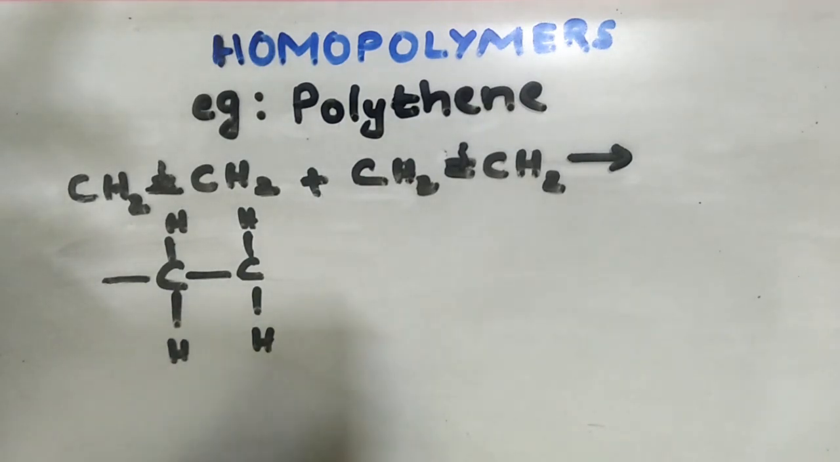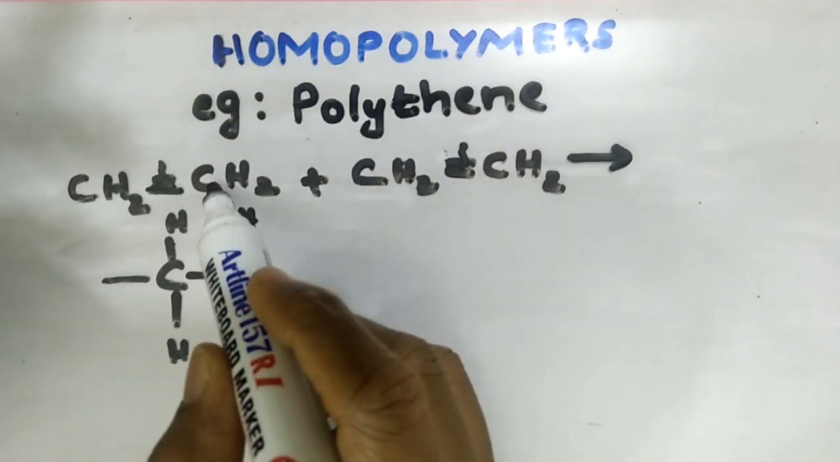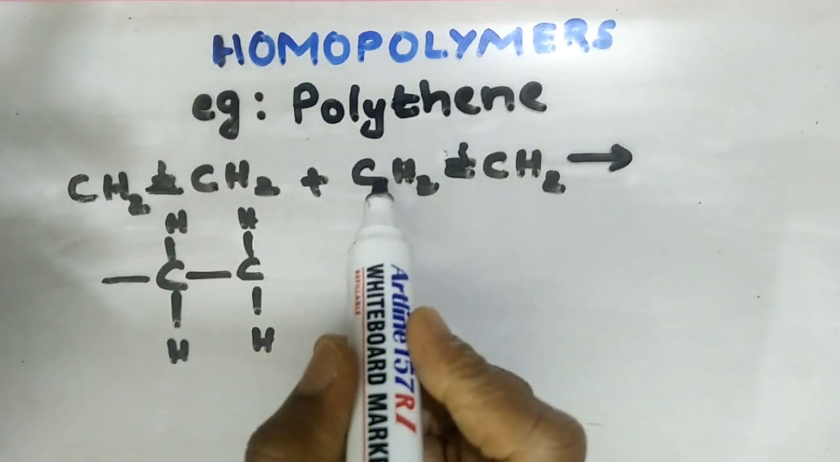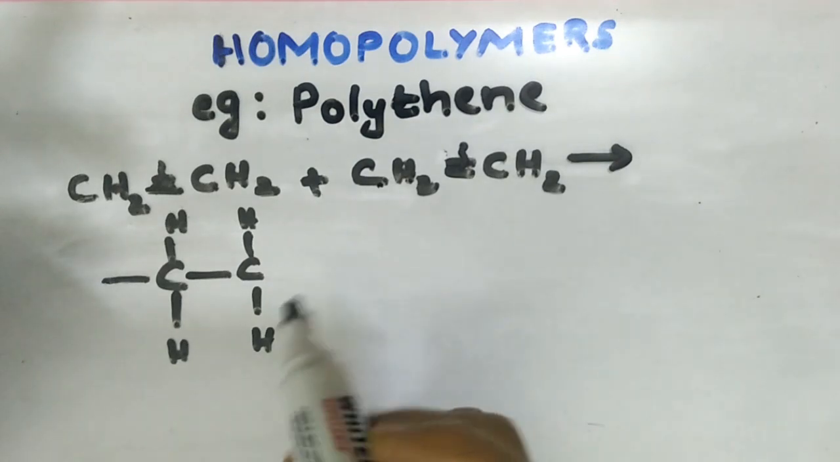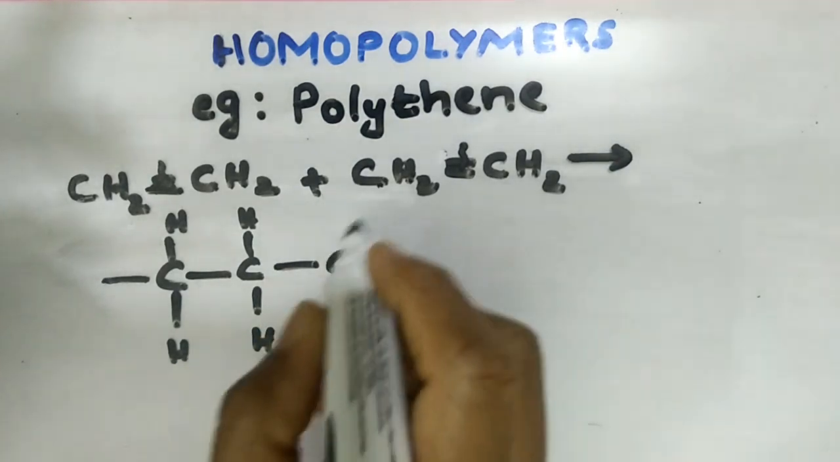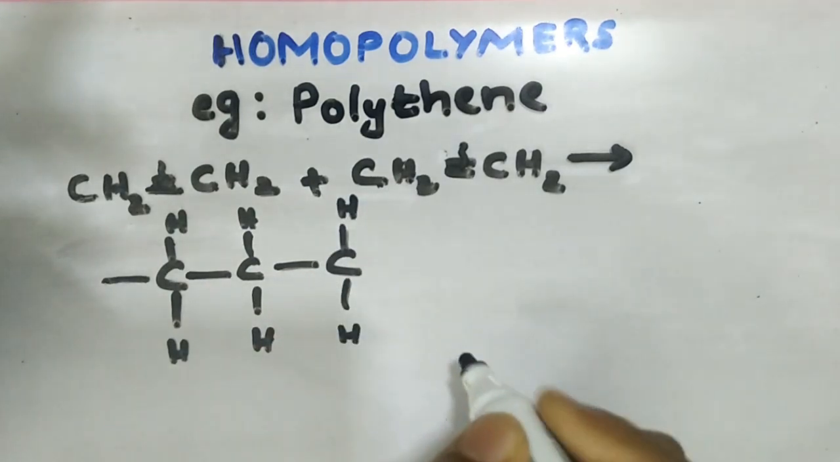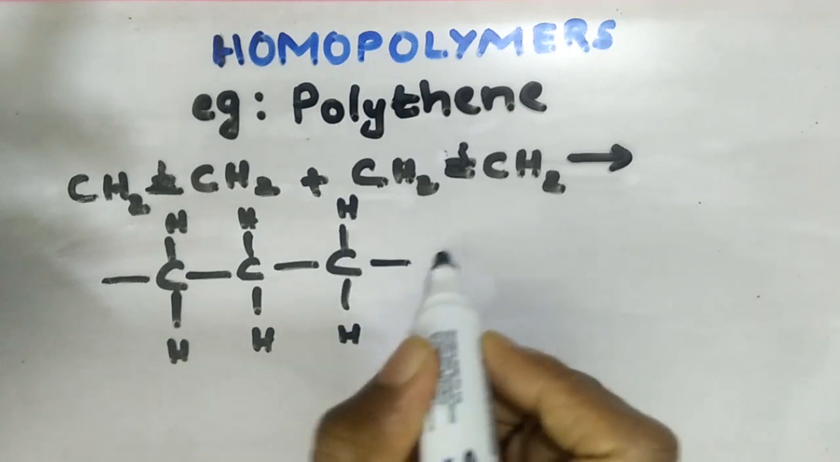Unsatisfied valency we have to show. And what about this one? This carbon atom makes a bond with the carbon atom of the second ethene. So here a carbon-carbon single bond is there. Then we have to show the hydrogen atoms here, 2 hydrogen atoms. Then a single bond, carbon-carbon single bond.